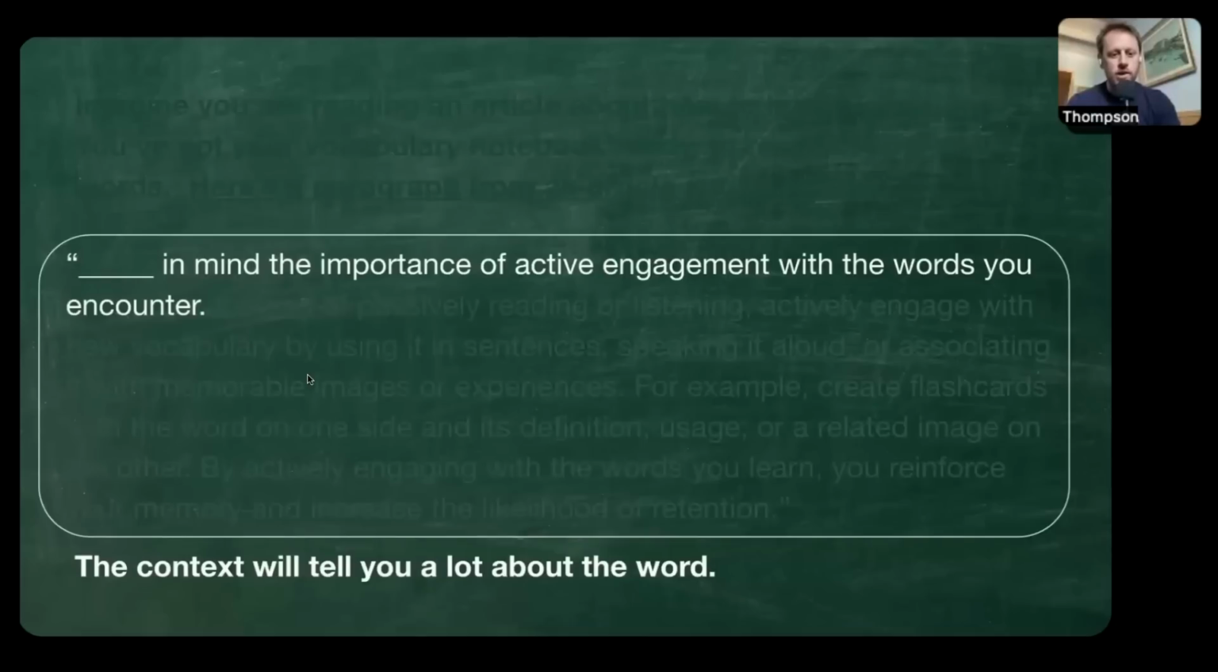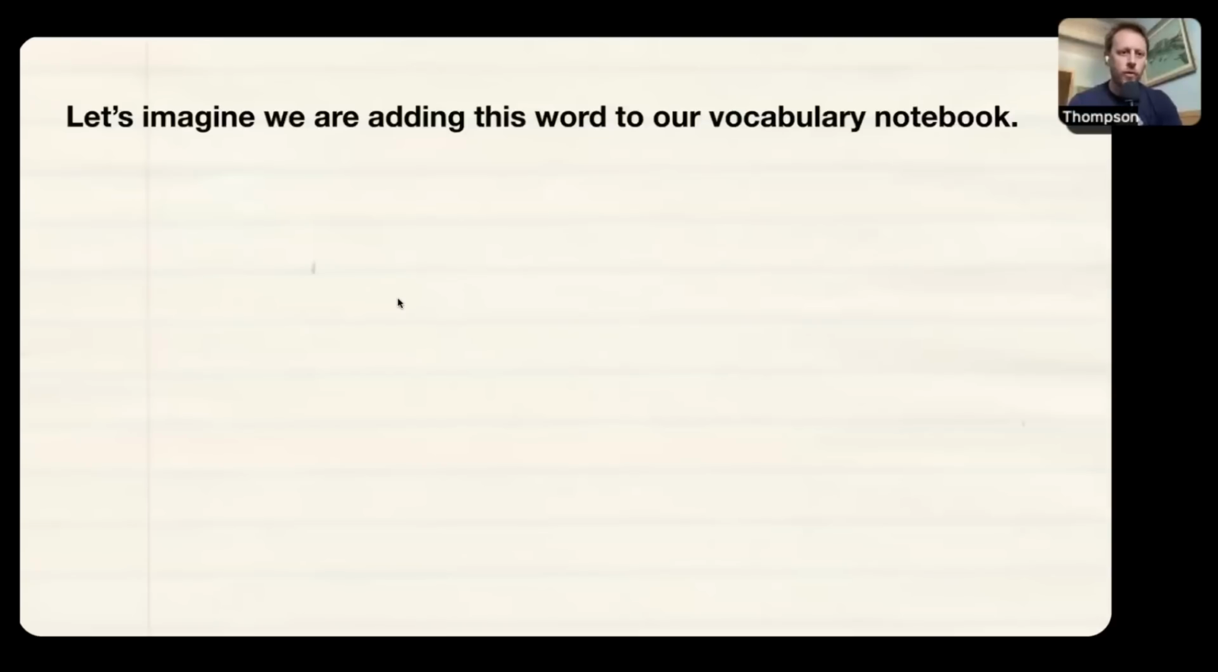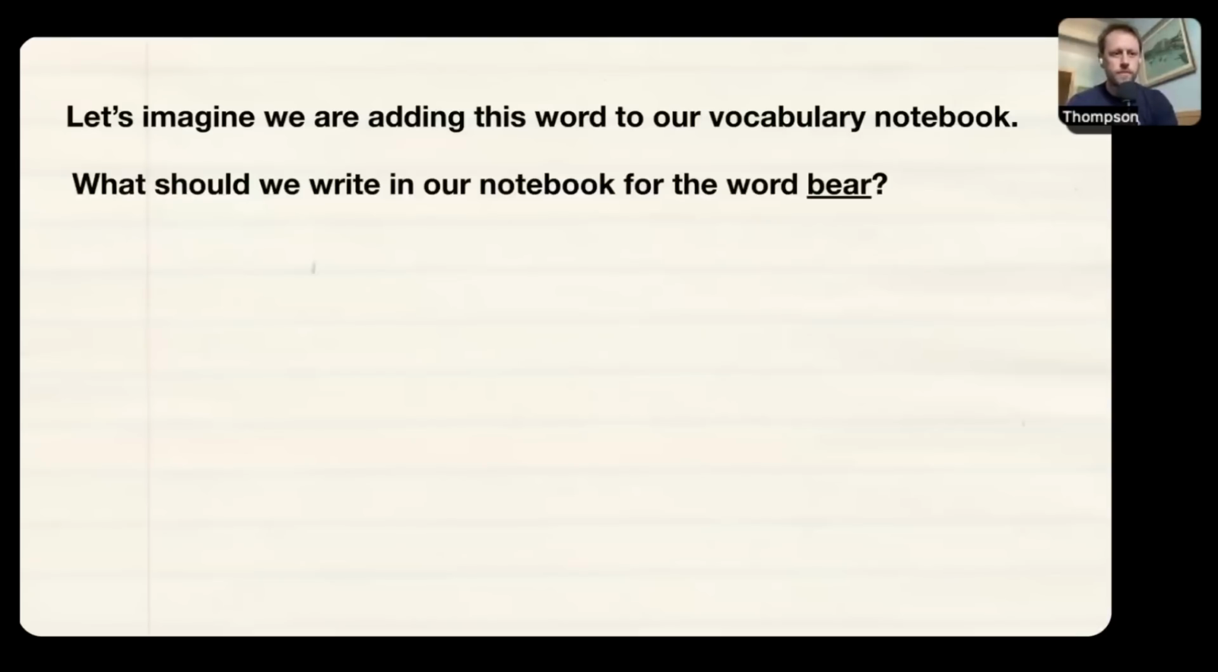But then the context will tell you a lot about the word. So if you just take the word away and look at the rest of it, bear in mind the importance of active engagement with the words you encounter. Okay, so look at the word itself, but also look at the other words around it. Now let's imagine that we're adding this word to our vocabulary notebook. Even if you don't keep a vocab notebook, this is the thought process that you can take when you encounter new words.